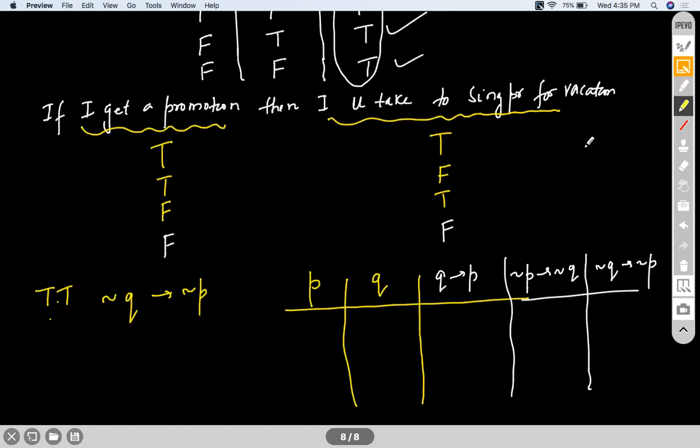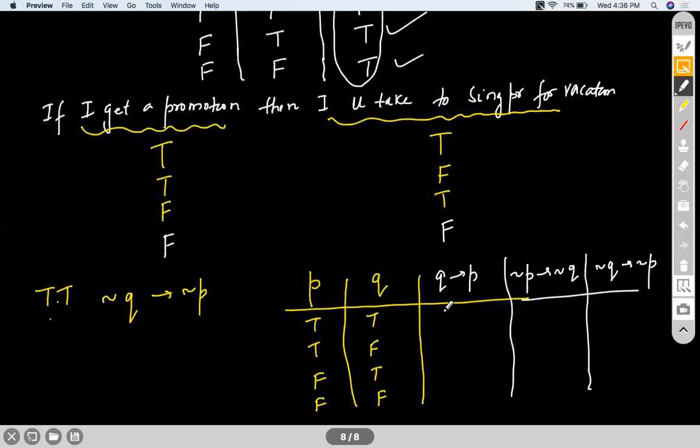Should we discuss now? Wait, sir. Q implies P. Can we do it together? Okay, sir. Yeah, that's better. So, let's do the truth table of Q implies P. So, we did the reverse way. Promotion, takes his wife. Good husband? True. Didn't get a promotion, takes his wife. Good husband? Yeah. Gets promotion, doesn't take his wife. Bad husband. Doesn't get promotion, doesn't take wife. Good husband.